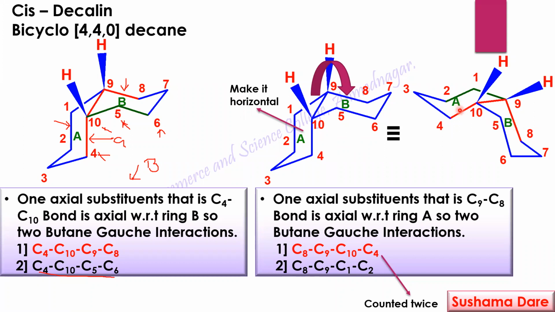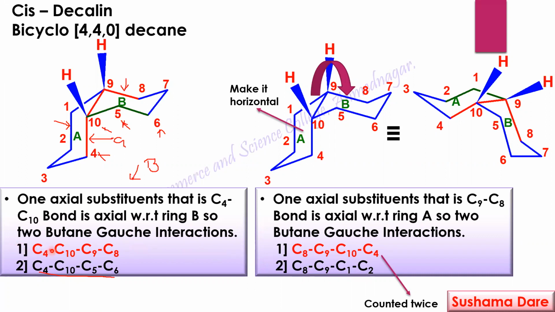Now with respect to ring A, the C9 C8 bond is axial. Therefore, again, there are two Butane-gauche interactions with respect to ring A. And which are those? That is C8, C9, C10, C4. This is one Butane-gauche interaction. And another Butane-gauche interaction is C8, C9, C1, and C2. These are the two Butane-gauche interactions with respect to ring A.